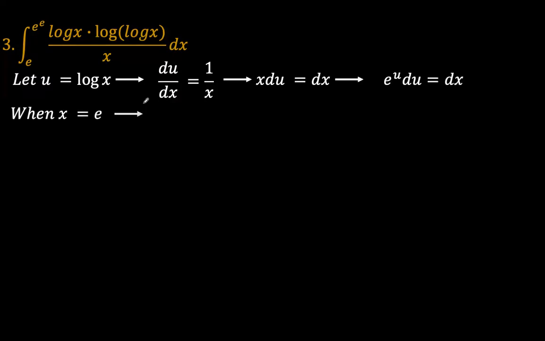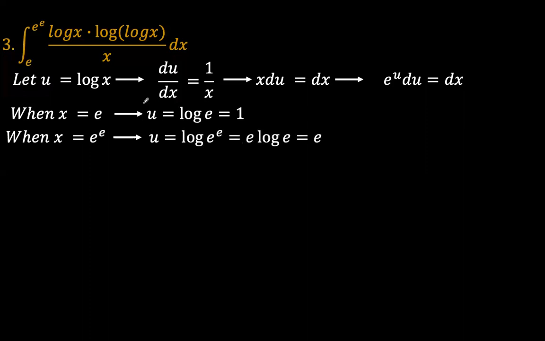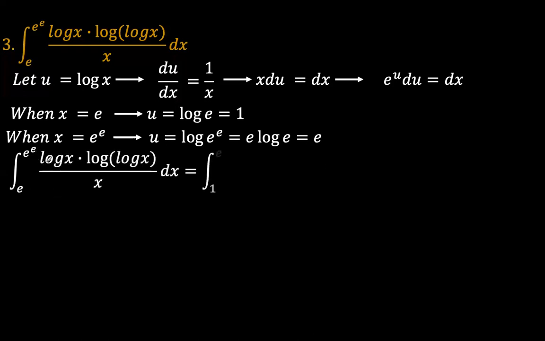And when x equals e, that means log e is equal to 1. And when x equals e to the power e, that means that u is equal to log e to the power e. Take e as a constant, times log e, so this is times 1, which is 1. And so the integral from x equals e to e to the power e of log x times log x over x is equal to the integral from u equals 1 to u equals e of u times log u over e to the power u times e to the power u du.